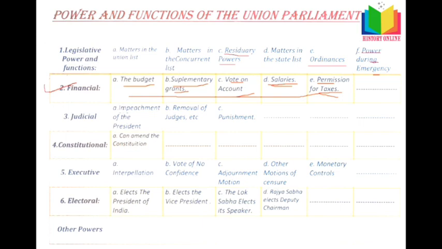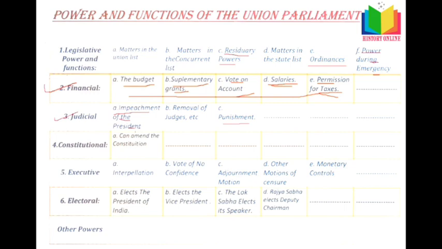The next one is judicial power. The first point under judicial power is impeachment of the president. Here impeachment means removal of the president, and after that removal of judges of Supreme Court and High Courts, and lastly punishment. So the first one is impeachment. The president can be removed from his office. This is the impeachment of the president I am discussing. The president can be removed from his office by impeachment.